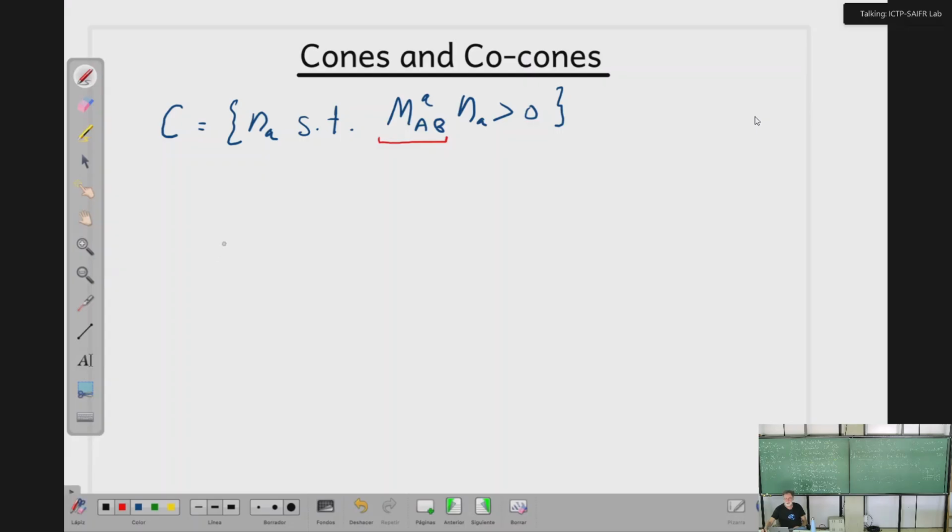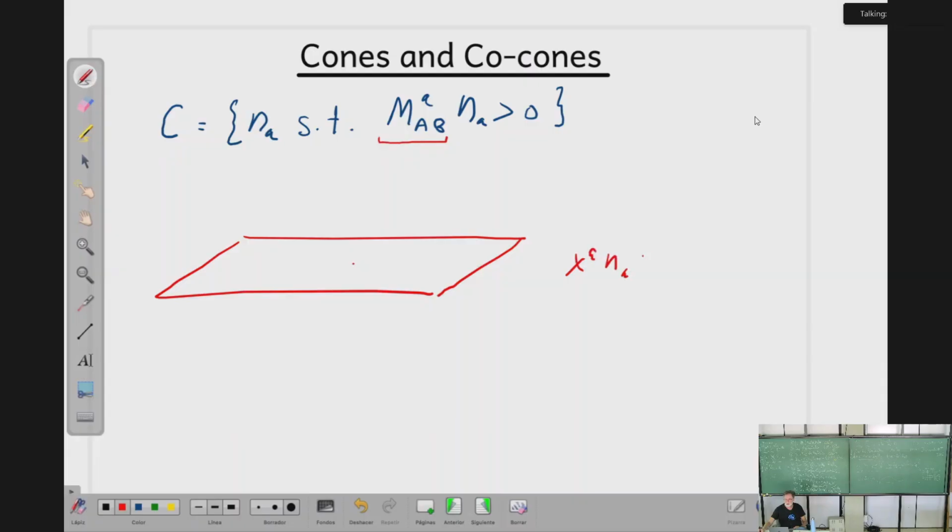So geometrically you have a surface. This is a surface, say at this point is a surface whose tangent vectors x_a with n_a are equal to 0, so this surface. So the x are here. And I say, okay, this is a symmetric matrix, positive definite.